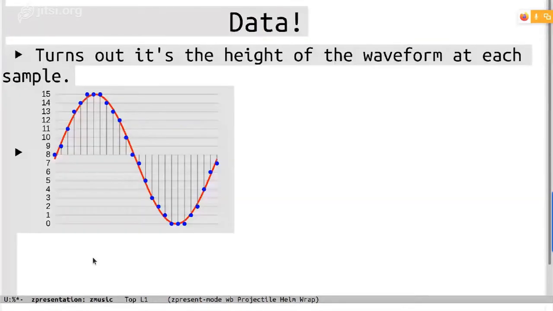But I found out that it's just the height of the waveform at each sample. So if you imagine the actual sound wave going up and down, and you're taking a series of measurements of that wave. And so this one just starts at 8. The first measurement is at 8, then a little bit later, so we move a little bit more forward in time, we're at 9, a little bit more forward, we're at 11, 13, 14, 15, 15, 15, 14, 13, 12, etc. So it's just those numbers in a row in the wave file. That's what the data is.